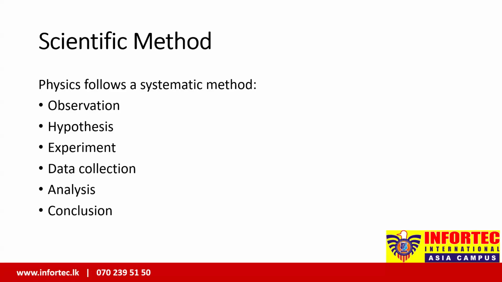In the scientific method, first comes observation, and after that we can build the hypothesis. Then, to prove the hypothesis, we can design the experiment. According to this experiment we can collect the data, and after that we can analyze the data. Based on this data and analysis, we can reach our conclusion. This systematic method is what we call the scientific method.